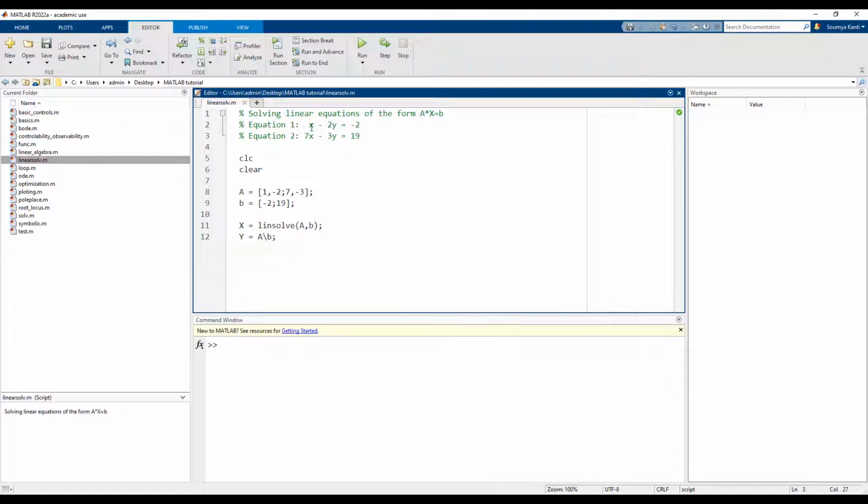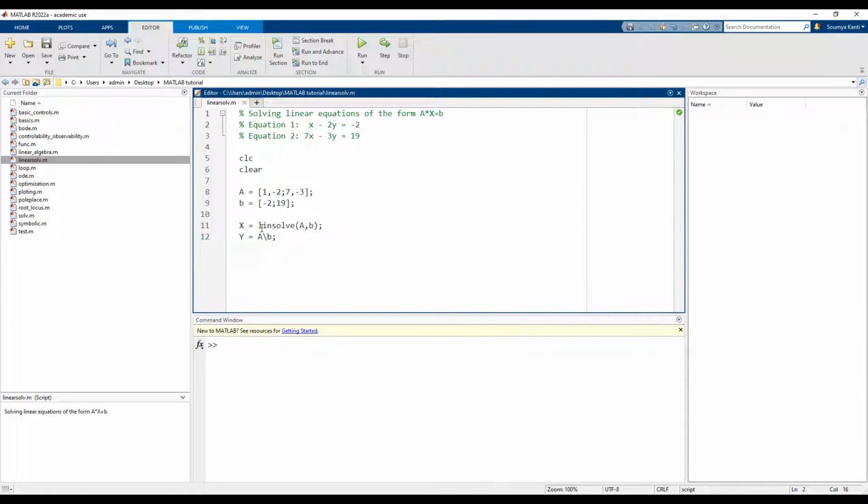Okay, so here I have taken one example. Suppose we are given an equation x minus 2y equals minus 2, and the second equation is 7x minus 3y equals 19. Suppose I want to solve for the values of x and y. So we can separate it into the form A and then b. So A will be 1, minus 2, and then 7, minus 3. So this is in matrix form. And similarly b will be minus 2 and then 19 in column form. Okay, so now you can solve for it.